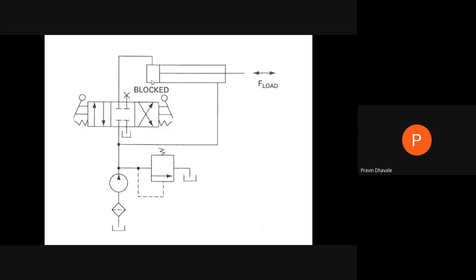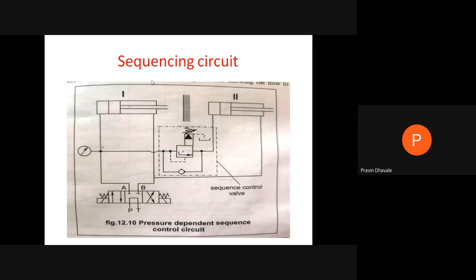A regenerative circuit is used when you have to increase the extension speed of the actuator or piston. At that time, you go for the regenerative circuit. Then in the last lecture, we discussed the sequencing circuit. Its name itself indicates its meaning. In a sequencing circuit, we sequence the different operations. After completion of the first operation, and only then, the second operation is started.